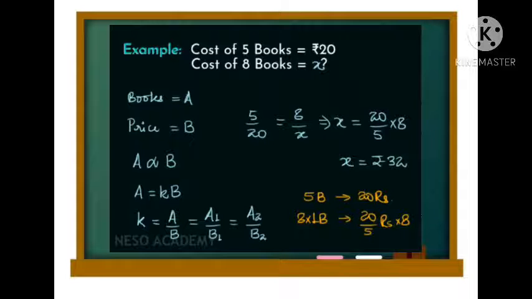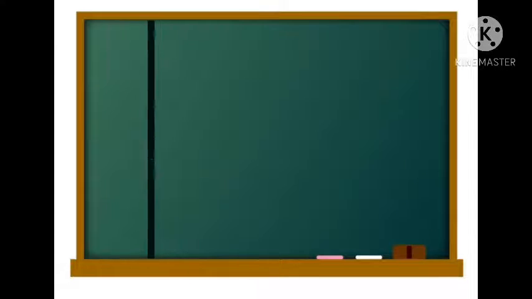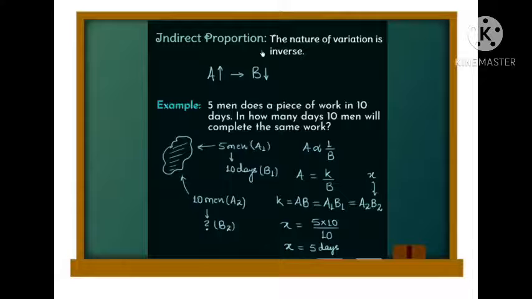So, this way we are done with the direct proportion. And now, we will move on to the example problem of indirect proportion. In this problem, we have a piece of work and 5 men are doing this piece of work in 10 days. Now we have increased the number of men. We now have 10 men to complete the same piece of work, and this time we need to find how many days 10 men will take.